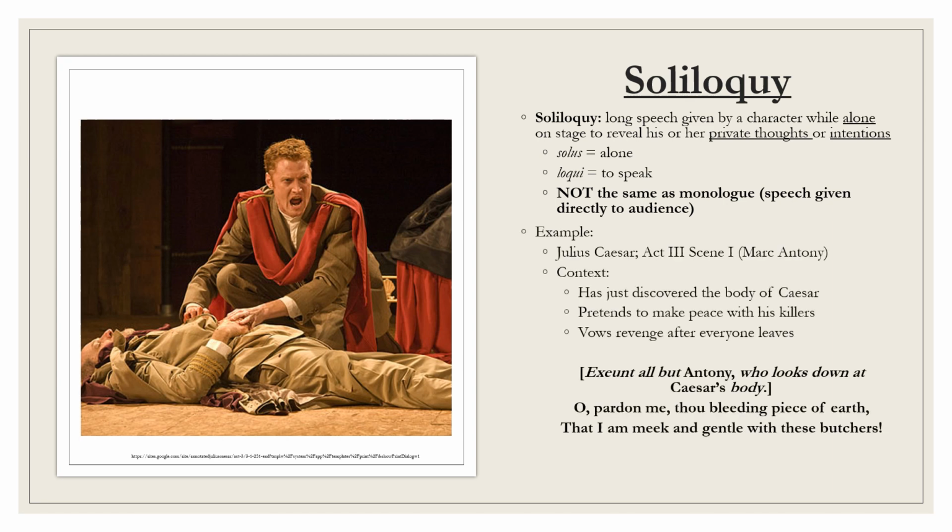An example of this, again, comes from that same act, just a scene prior, when Mark Antony has just discovered the body of Caesar. So he walks in and he sees the mutilated corpse of his friend, and he pretends to make peace with the men who have killed him. But after everyone leaves, Mark Antony leans over the body of his friend and vows revenge on everyone who has led to his death. We see the excerpt here below.